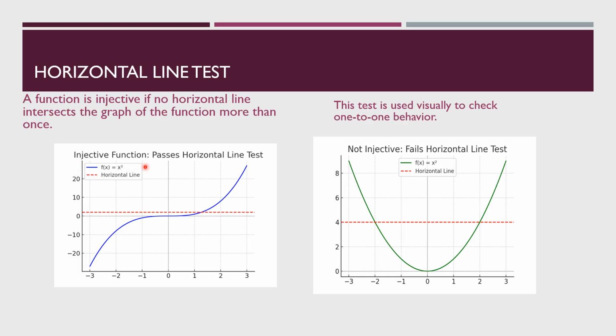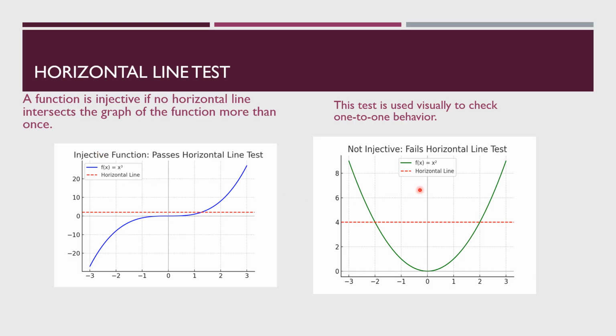It is an injective function, and this particular function here is f of x equals x power 3. So the blue line here is the graph of x power 3. That is its movement on the plane. When you draw the horizontal line, it intersects this particular graph at just one point. So this means that this graph passes the test, and it is an injective function. In other words, it is a one-to-one function.